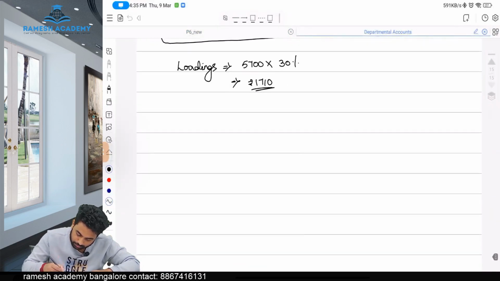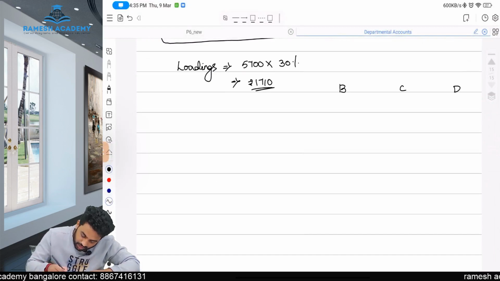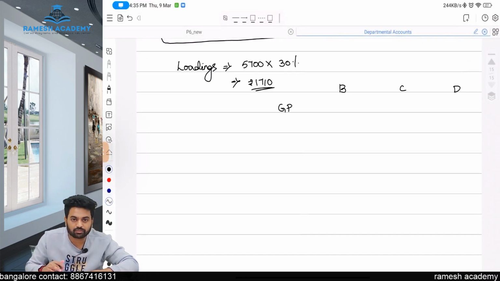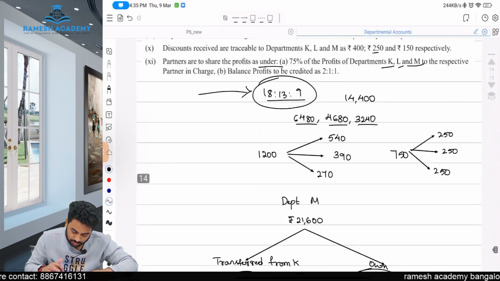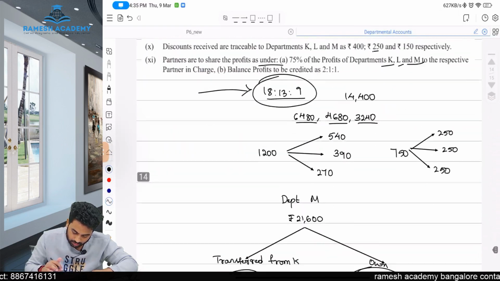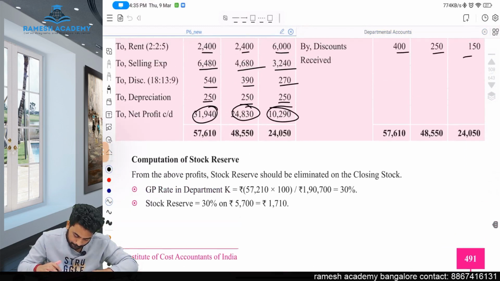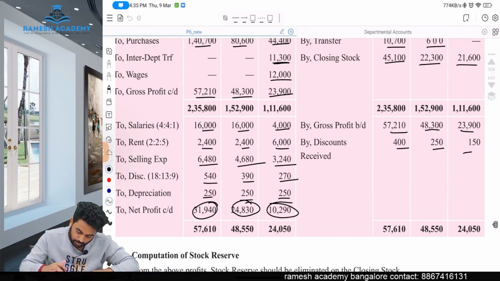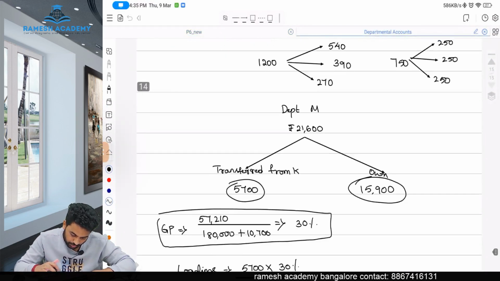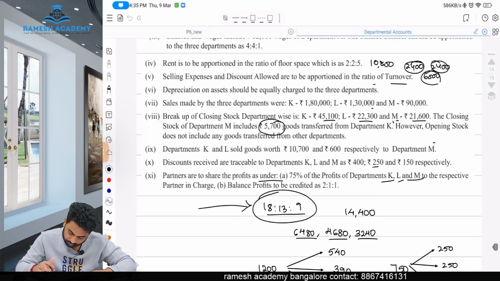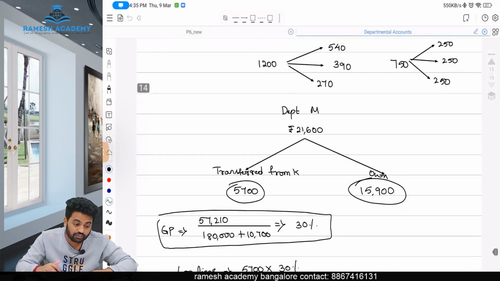Respective partners are B, C and D. How much is the gross profit in each department? Are they asking only for profit or gross profit? They are telling profit.